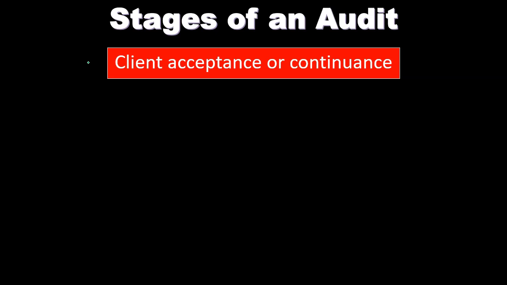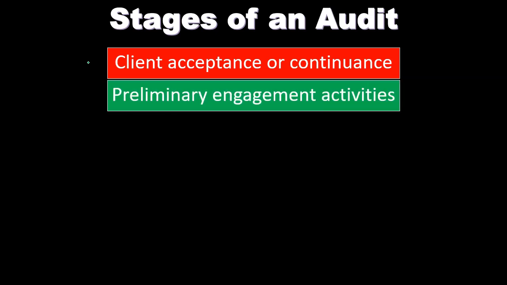Obviously, a new audit is going to take a lot more work. We'll talk about more of the details between those two than a continuing audit that we have done in the past, and therefore have some idea of what the needs are of the company. Then we have the preliminary engagement type activities. The preliminary engagement activities include performing procedures regarding the continuance of the client relationship and specific audit engagement, determining compliance with independence and ethics requirements, and establishing an understanding of the terms of the audit engagement with the audit committee in accordance with auditing standards.